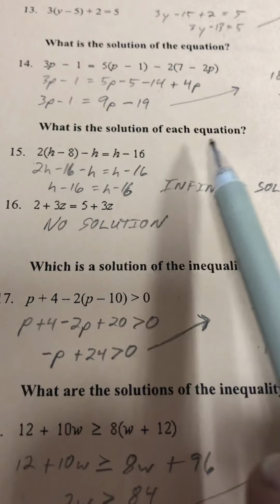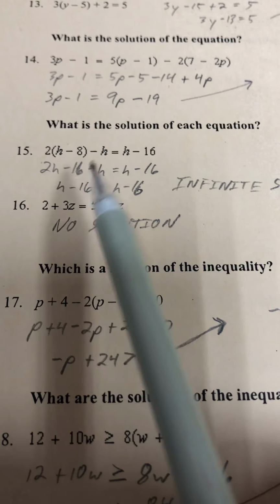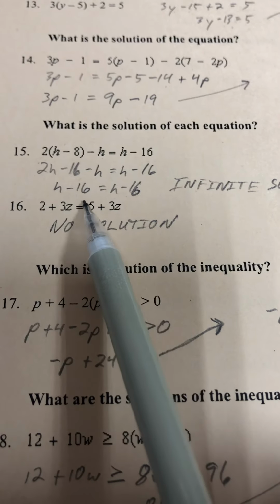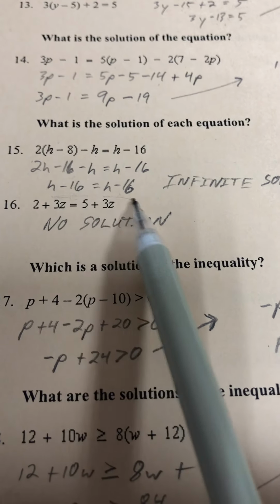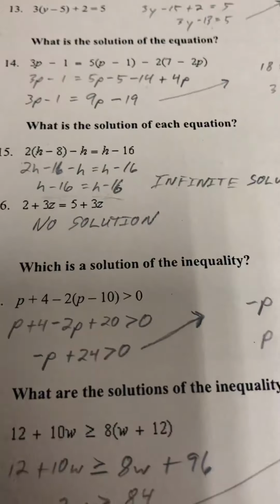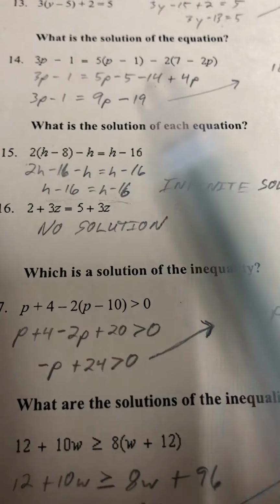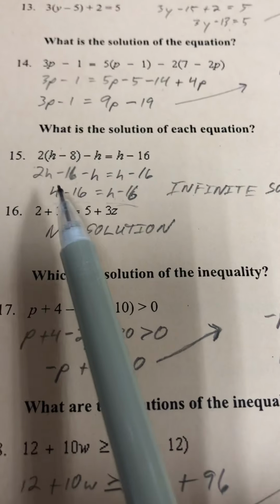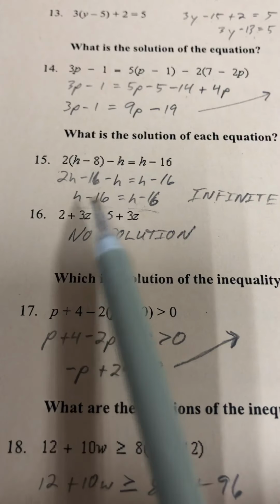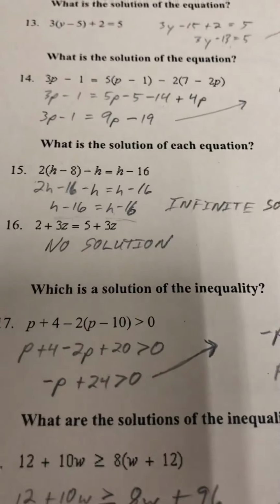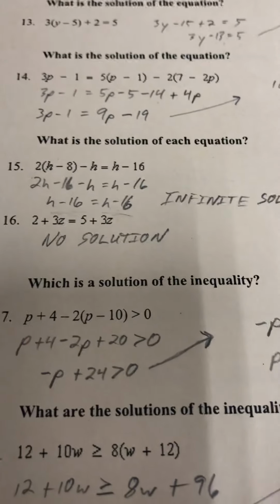What is the solution of each equation? Okay, when I did this one, I did the distributive property, then I combined my like terms, and when I got here, I noticed I had the same thing on this side of the equation as I had on that side. Remember, when you have the same thing, obviously it's going to equal, and it would equal no matter what you put into that h in this instance. And so that's infinite solutions. No matter what number I put in for h, take any number, minus 16, it's going to equal that same number minus 16, no matter what you do.